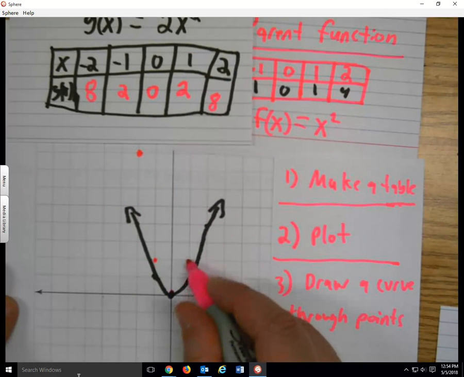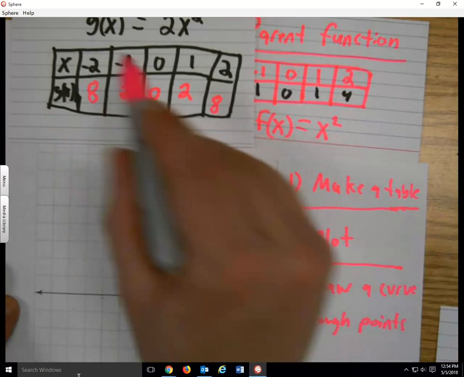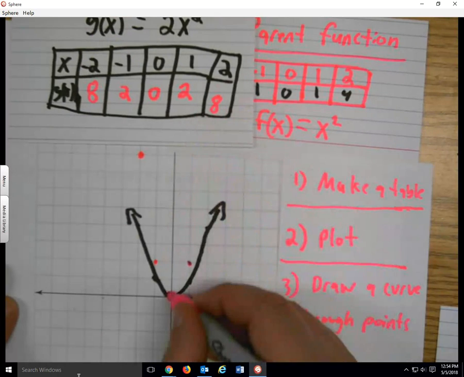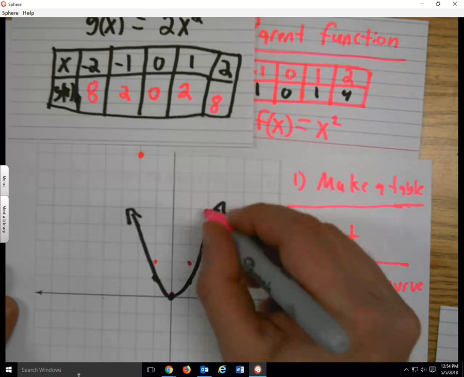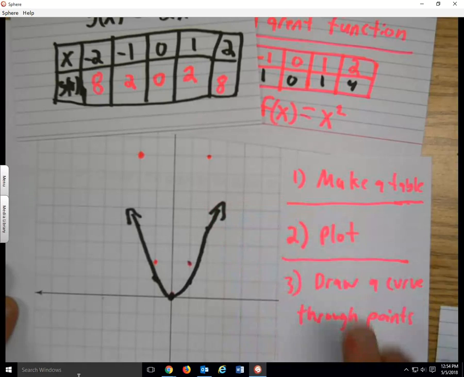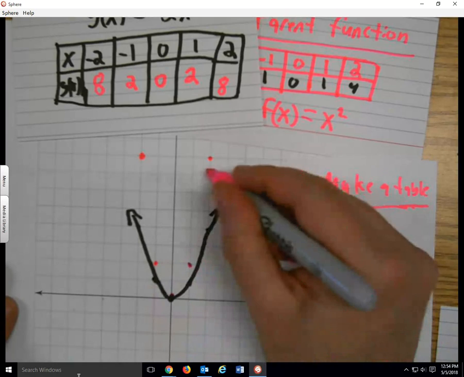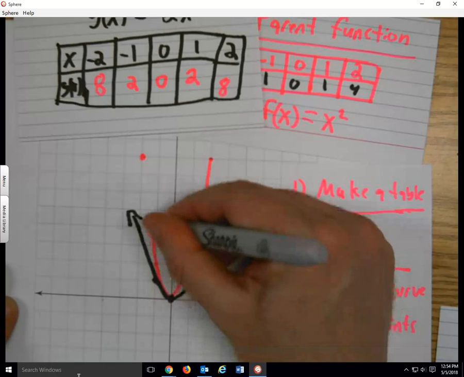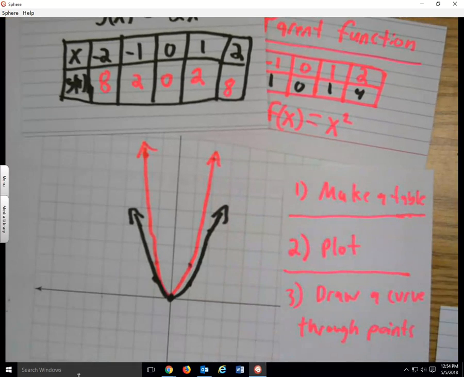I'm saying y, but you know, it's whatever letter they tell us. It's g of x. So g of x is what they're saying this time. Same thing as a y. If x is 2, y is 8, or g of x is 8. 1, 2, 3, 4, 5, 6, 7, 8. Oh yeah, it's going to be symmetric. So we did the first step. We made a table. We plotted these points. Now we draw a curve through those points and try to make it look smooth, like anticipate how it would curve. There you go. Nice.